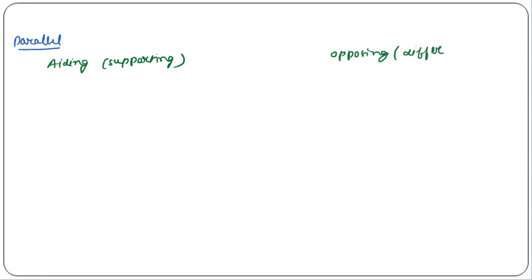parallel. So now if they are connected in parallel, two configurations are possible. First, they are connected in aiding or supporting configuration, and the next possible configuration is that they are connected in opposing or differential connection. Okay, so we have to check in which of the two cases the inductance we get will be maximum.